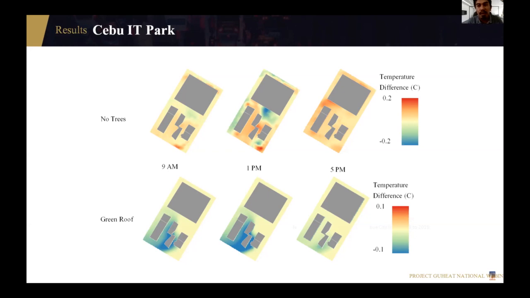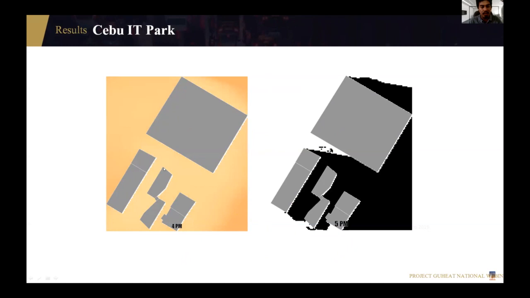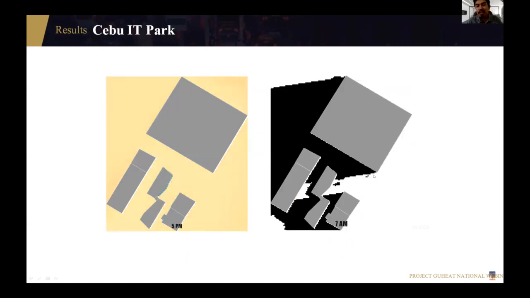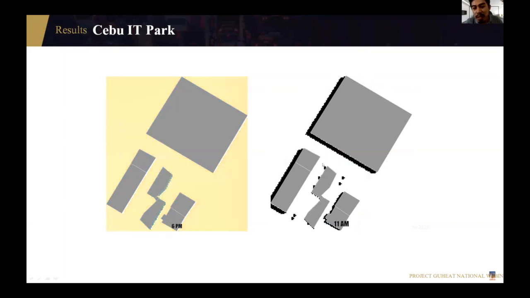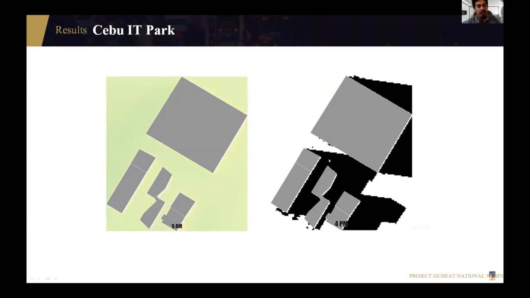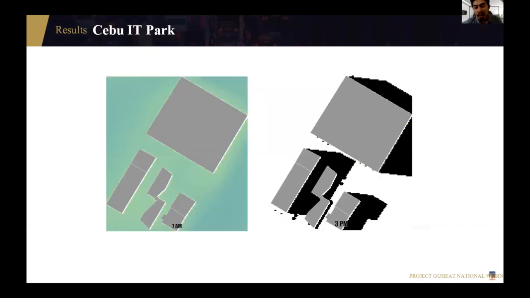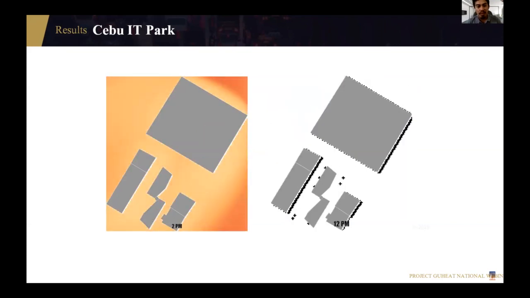So let's visualize the warming up of Cebu IT Park on the left side here. And on the right side is the shadow of the buildings in Cebu IT Park. As you can see here, from 6 a.m. to 9 a.m., the shadows of the buildings cover a large portion of Cebu IT Park, which means that it also helps in cooling the area. And also for 3 p.m. onwards. That's for Cebu IT Park.